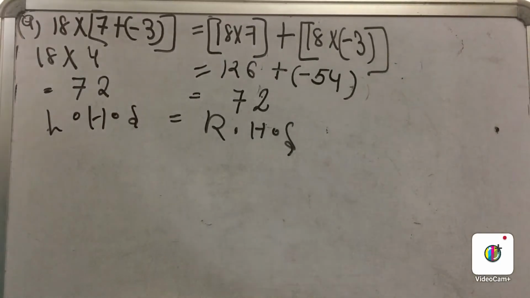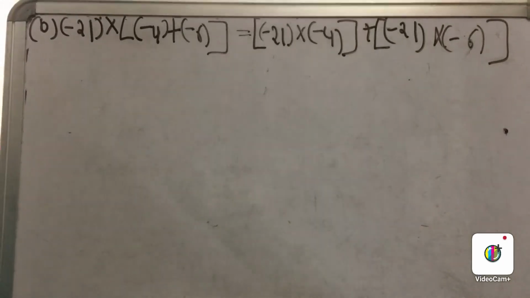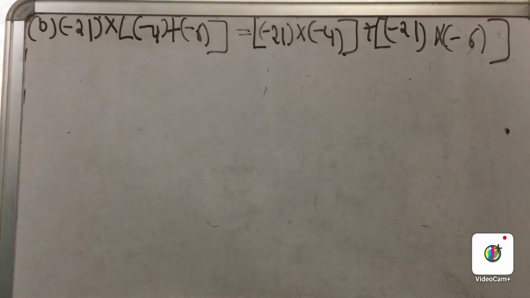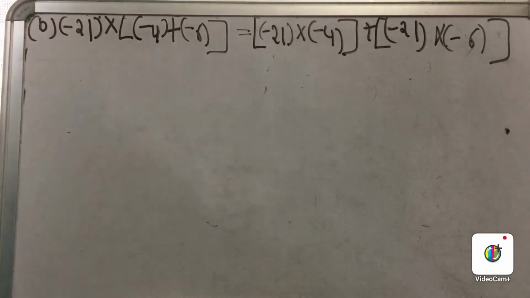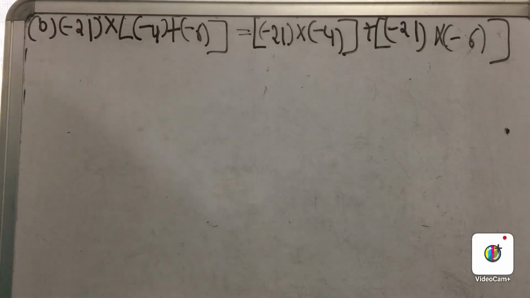So now let us move to our B part. Now moving to our second question. What is our second question? Our second question is minus 21 multiply minus 4 plus minus 6 equal to and so on. I mean that you have to just solve both LHS and RHS and then compare them at the last. So now let us solve it.